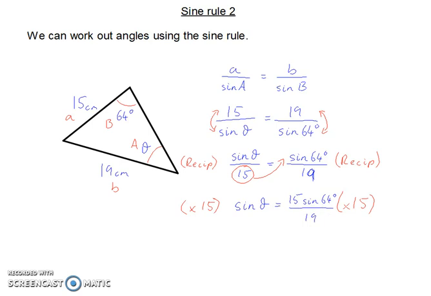And now, if we want to undo this sine here, we've got to inverse sine, gets rid of the sine on the left hand side, and then we have to apply it to the fraction on the right hand side. So on the left hand side, we're left with theta equals inverse sine of, remembering we need a fraction, 15 sine 64 over 19, approximately equals, because as per usual with trigonometry, we're going to end up with a rather large decimal.